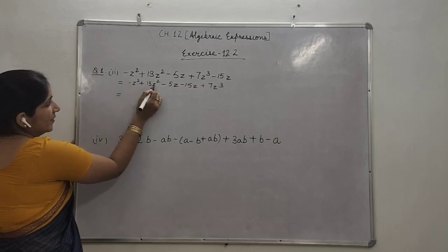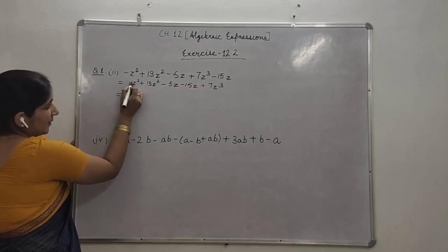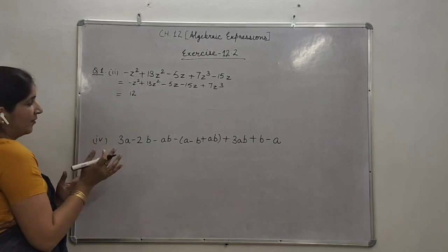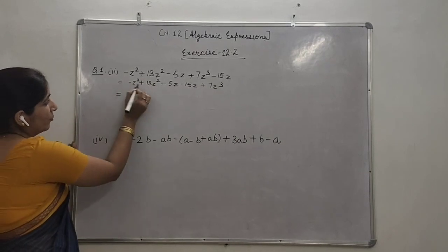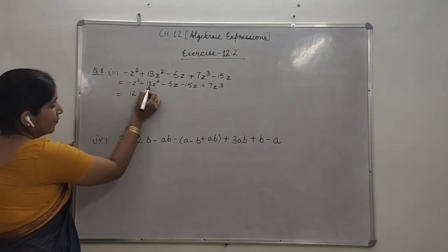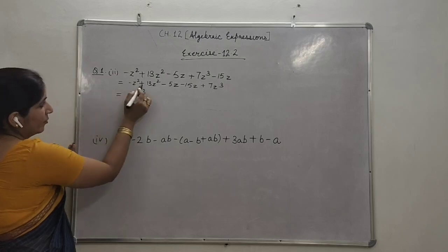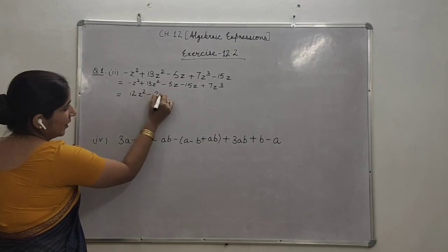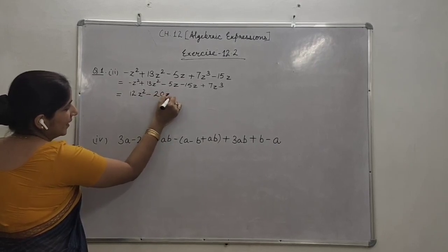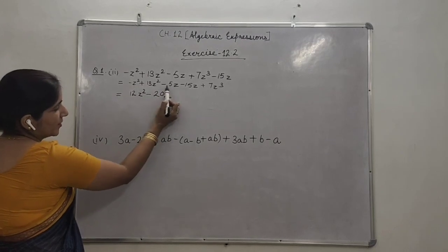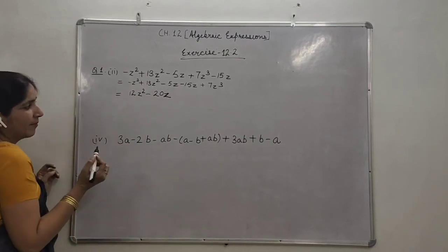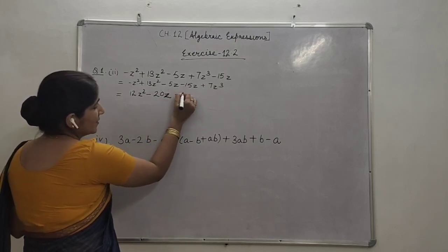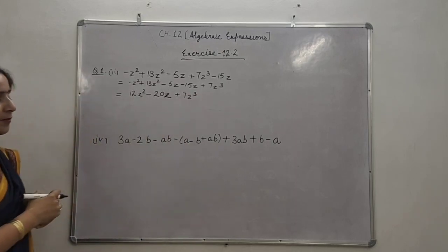Minus z square plus 13z square. Here nothing is written, which means the coefficient is 1. So 13 minus 1 is 12. We solve according to the coefficients, and the algebraic factor remains the same. After solving, as both signs are negative, minus 5 minus 15 becomes minus 20, and the algebraic factor is z only, which remains the same, plus 7z cube. So this will be the answer.